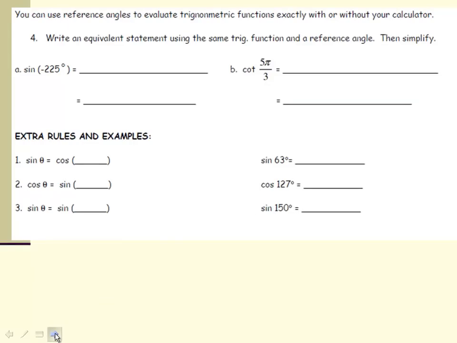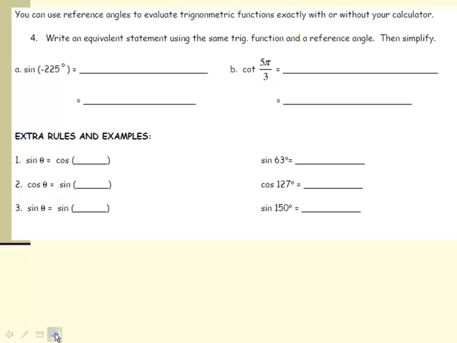So here's where we use reference angles. You can use reference angles to evaluate trig functions exactly with or without your calculator. This is where we might use our unit circle a little bit. It says write an equivalent statement using the same trig function and a reference angle.